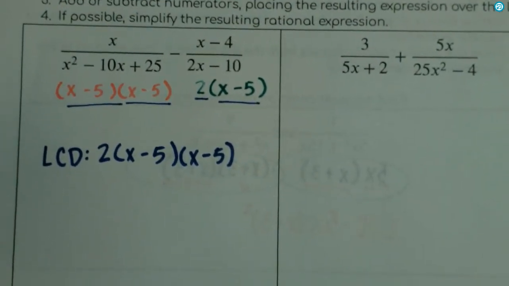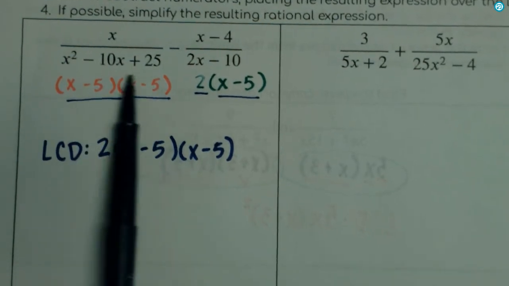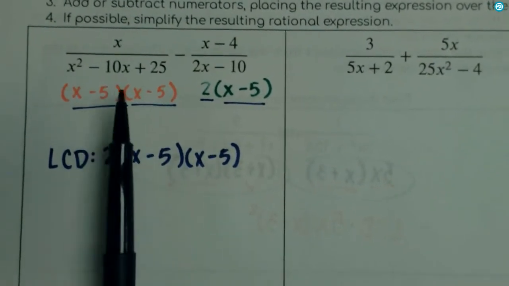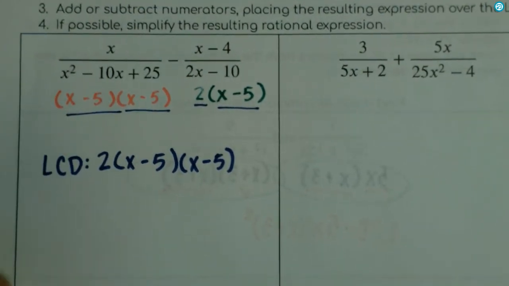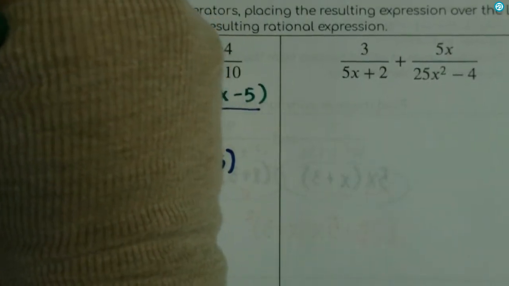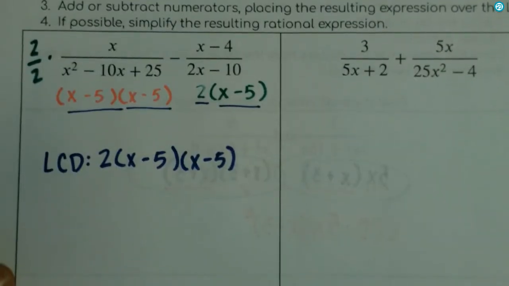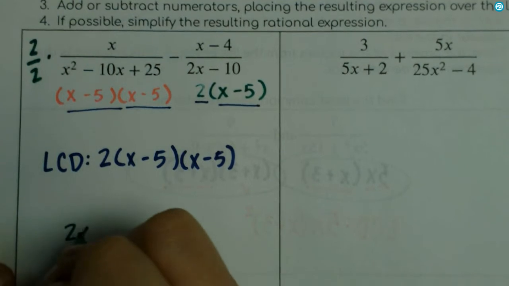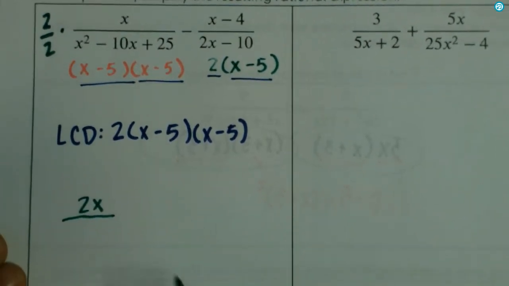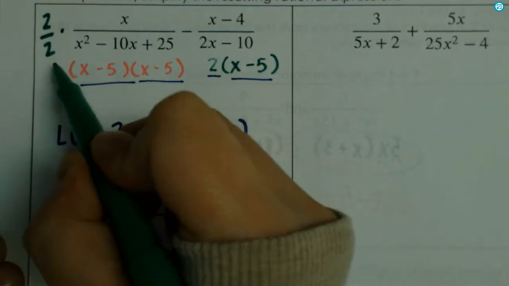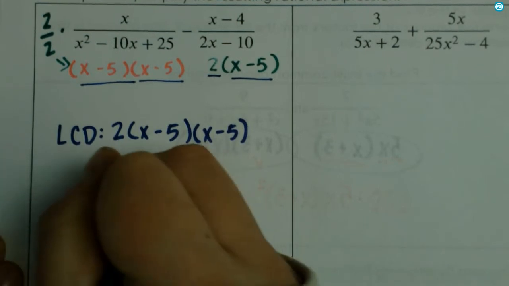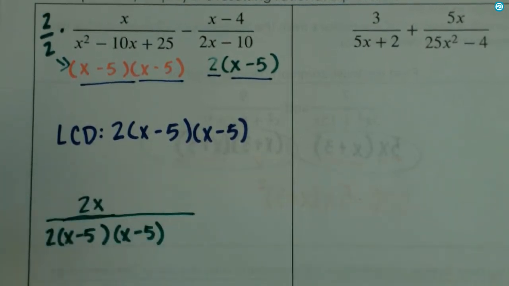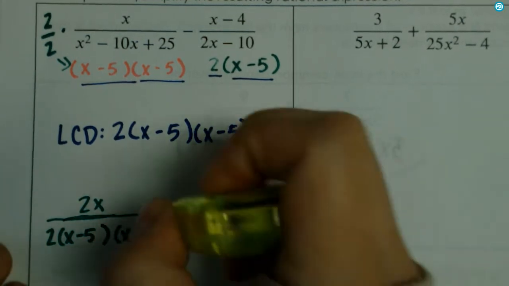Okay, so this already has a denominator of x minus 5 and x minus 5. So all we need to add into that denominator is a 2. We're going to multiply by 2 over 2 in this one. And I'm going to bring this down to write what I've got down here. So 2 times x is just going to be 2x. And then on the bottom of my fraction, I'm going to use this factored version. I'll have 2 times x minus 5 times x minus 5. I made my fraction bar too long.